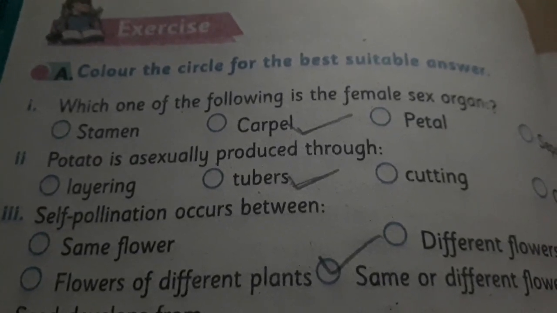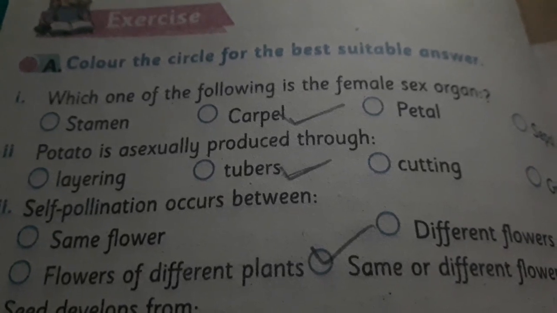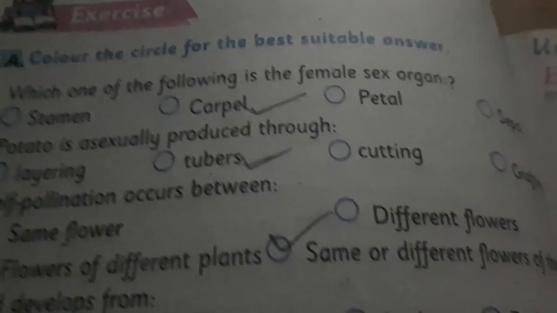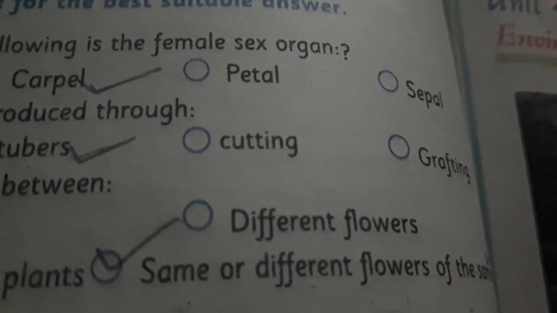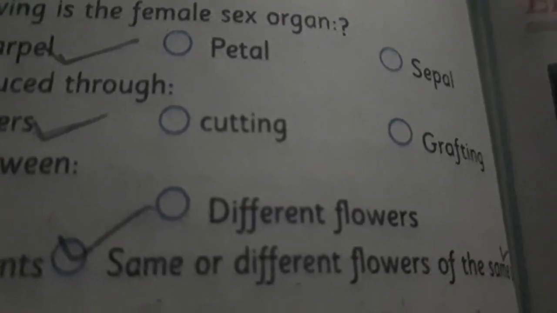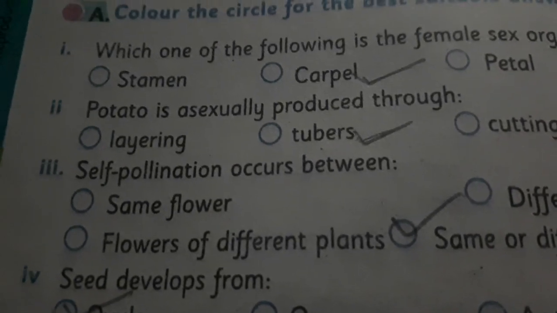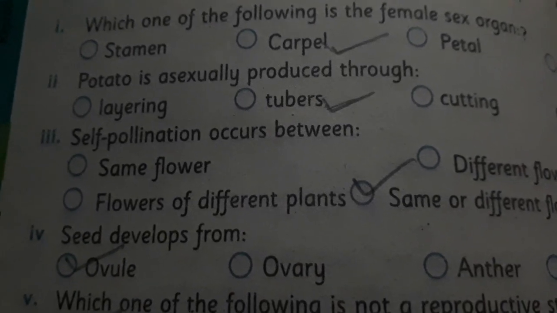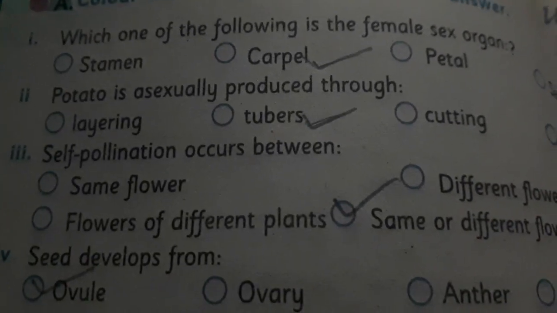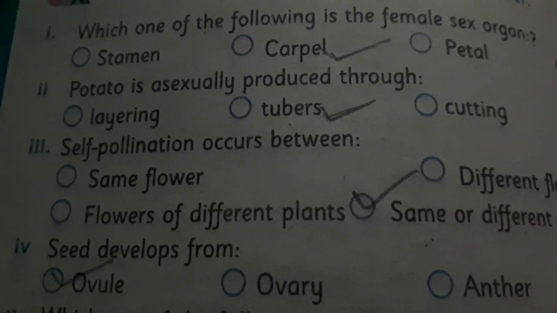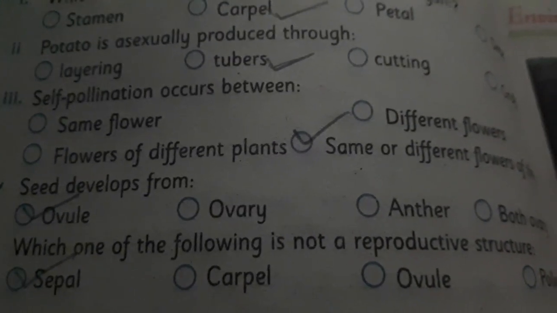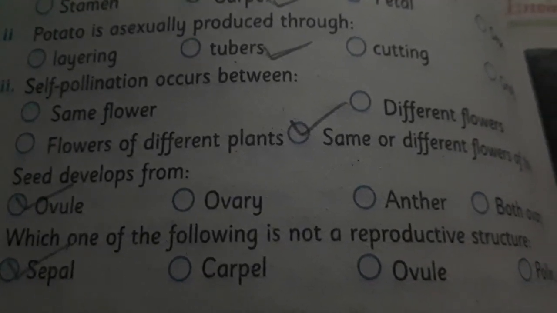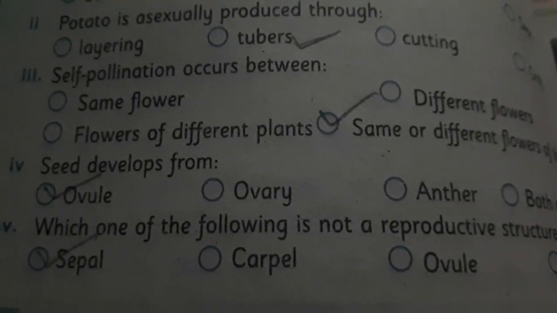Question number 3. Self-pollination occurs between correct option same or different flowers of the same plant. Question number 4. Seed is developed from correct option ovules. Question number 5. Which one of the following is not a reproductive structure? Sepal.